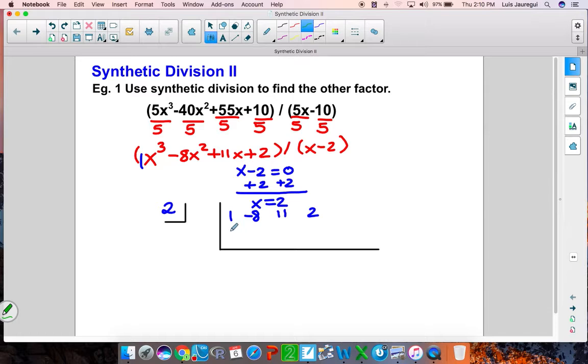Remember that to do synthetic division, we just drop the first term here. And then we start to do multiplications and addition. So let's do that. Let's start off with 2 times 1 is 2. Negative 8 plus 2 becomes negative 6. 2 times negative 6 is negative 12. 11 minus 12 is negative 1. And then 2 times negative 1 is negative 2. And 2 plus negative 2 is 0. Keep in mind that this is your remainder.